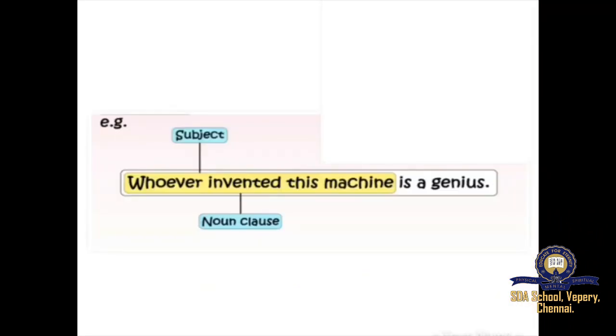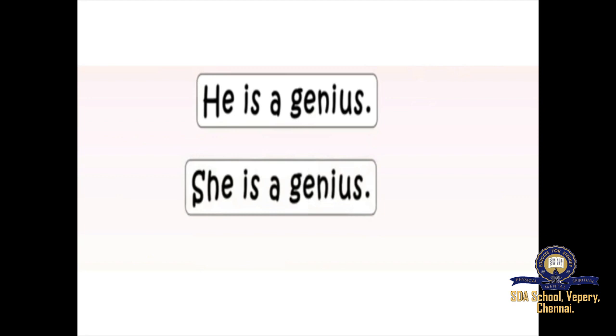Let's see an example. Whoever invented this machine is a genius. Here, whoever invented this machine is a noun clause because whoever is the subject. Now you can easily confirm whether it is a noun clause or not by replacing the noun clause with he or she, as the whole noun clause is referring to a person. Now see, instead of whoever invented this machine, let's replace it with he or she. He is a genius. She is a genius. Yes, the sentence sounds sensible, right? So this clause is a noun clause.